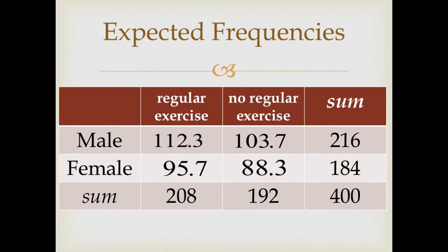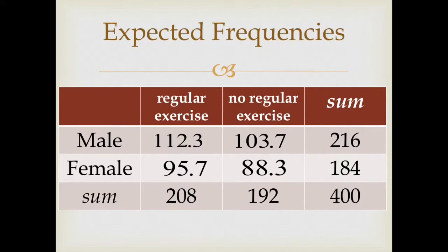The other thing that's important to note here is that your rows always add to be the sum. So if we add 112.3 plus 103.7, we get 216. Same thing for our females, and it works down for your columns as well. So your rows and columns will always add to be your sums. If they do not, then you have miscalculated one of your expected values.